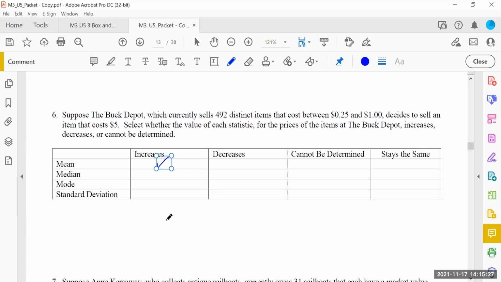The median is the middle number. Now, we have to be a little careful with this one. Do I know what the median number is right now?